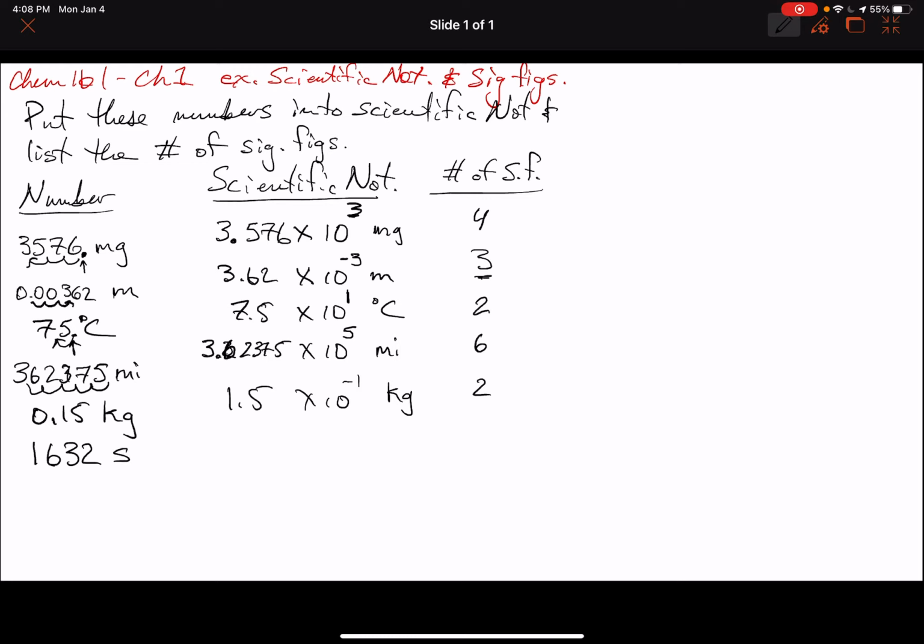1632 seconds. Again, complete the next entries and resume the video when you're ready. Okay, 4 sig figs this time. We're going to work with seconds times 10 to the, and we need to figure out how many spots to move the decimal point. So 1, 2, 3 to the left. So that's going to give me a positive 3 up there on the exponent. And I want 4 sig figs in my coefficient, 1.632. Good. One more here.